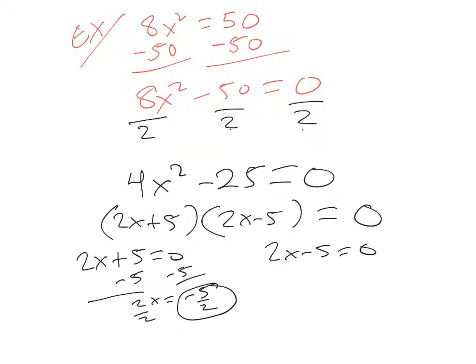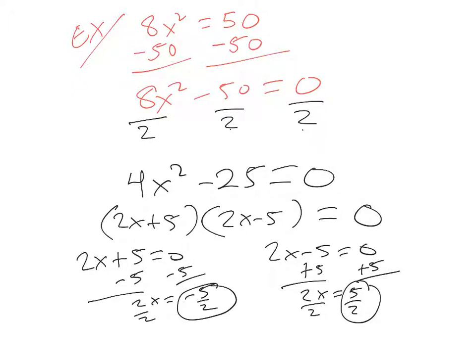On this other one, I'm going to add 5. I got 2x equals 5. Divide by 2, divide by 2. X equals 5 halves. And I put them in what notation? In a set, right? I write them in a set. Always, please keep it in a fraction. Thank you for asking.